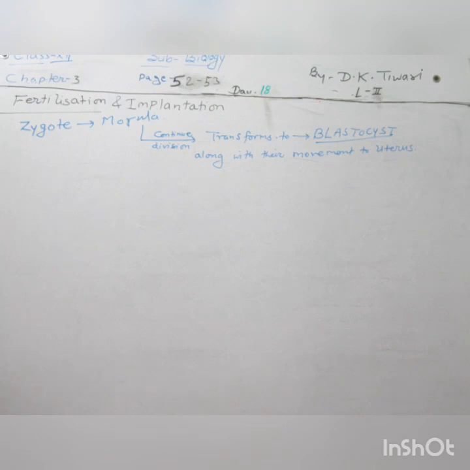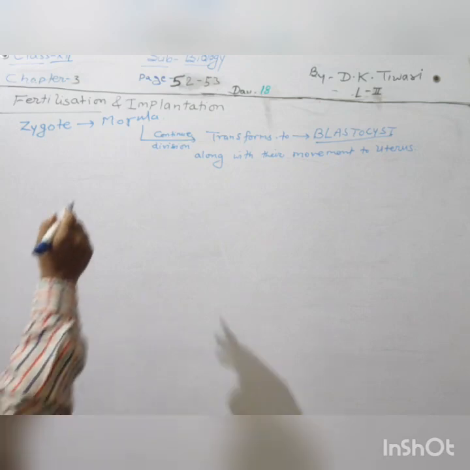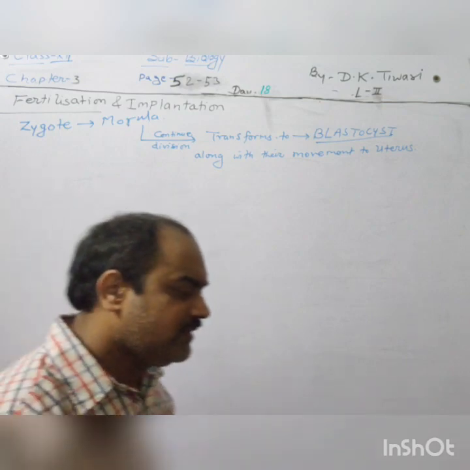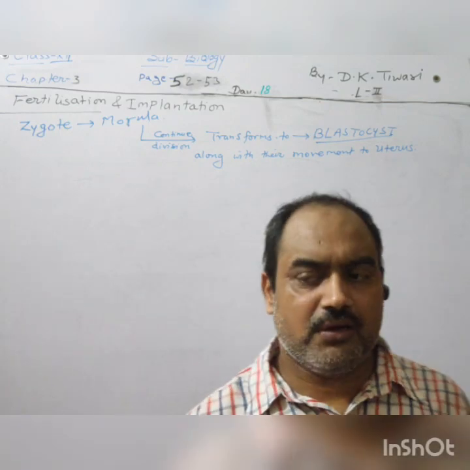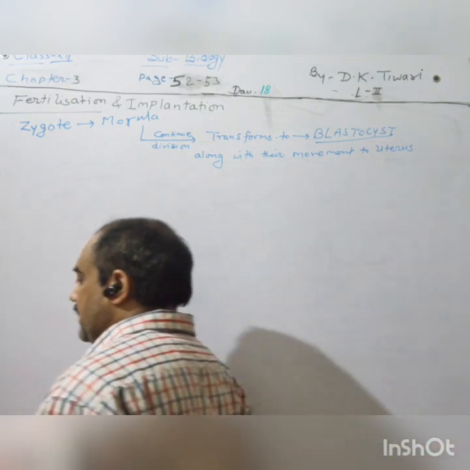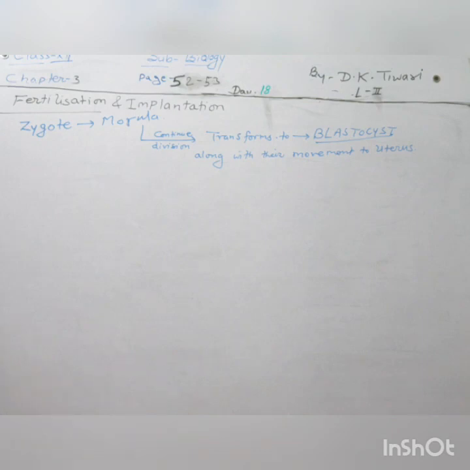Zygote, morula, and then the structure made after that is called blastula. Zygote, morula, blastula, gastrula, and then embryo. But we don't have such a sequential study of this embryonic development, so we will carry on up to the points mentioned in NCERT. Now, the blastocyst has been made, and after this stage, the blastomere is made.